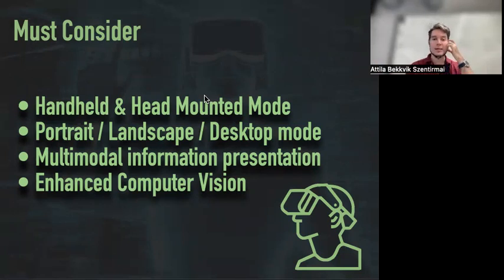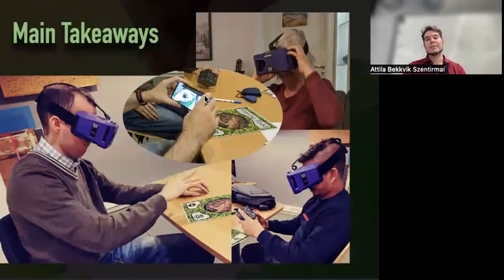Multimodal information representation: visual information should also be narrated and have the same or equal meaning in auditory form, and provide, of course, tactile feedback as well for user interaction. And enhanced computer vision, here I mean it. If you can, use image targets and object targets, and optimize the design for better recognition and better tracking by your computer vision algorithm. Main takeaways, and these are very high level results, not real results, but takeaways based on experience.